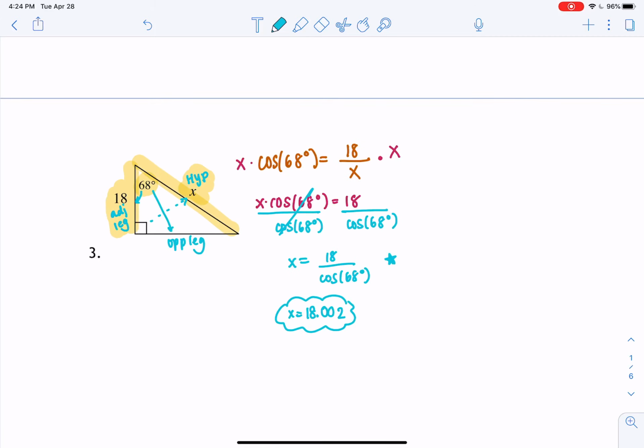All right, I think we're good on those examples, so go ahead and give the Desmos activity a try.